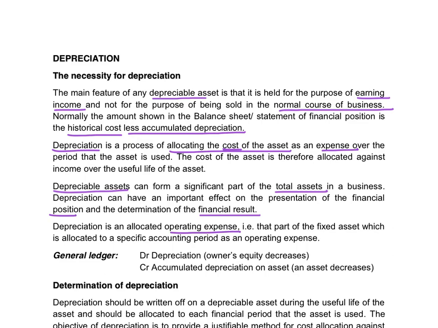That is the part of the fixed assets which is allocated to a specific accounting period as an operating expense. So we will show the depreciation from the day that we buy it until the day that we sell it. Depreciation is an expense, therefore depreciation will be debited so that the owner's equity can decrease because it will decrease the profits. Accumulated depreciation will be credited to increase the accumulated depreciation.